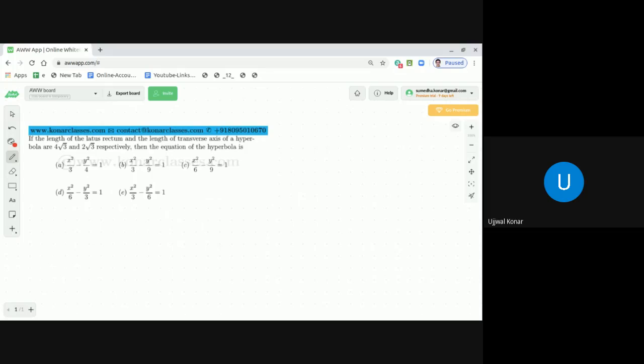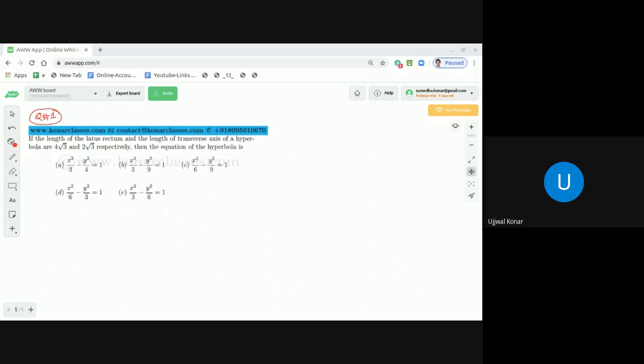So this is the first question. If the length of the latus rectum and length of the transverse axis of a hyperbola are 4 root 3 and 2 root 3 respectively, then what is the equation of the hyperbola? That is actually the question.